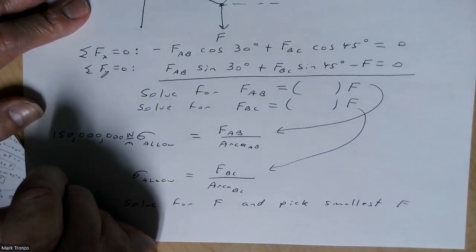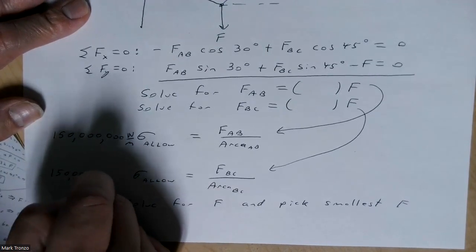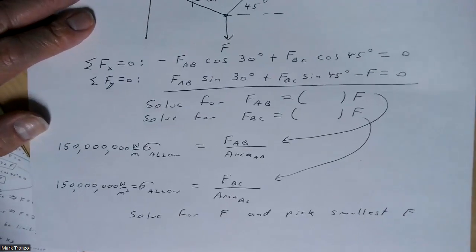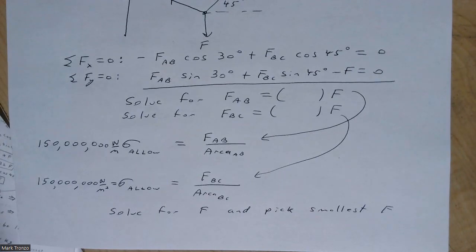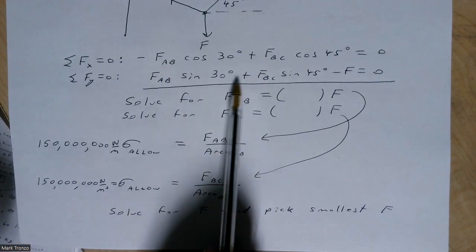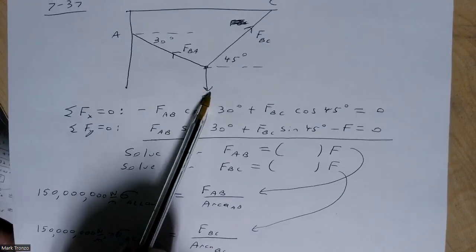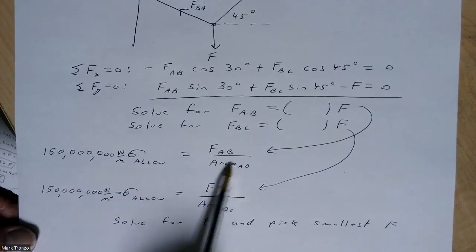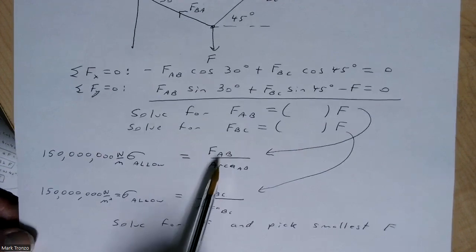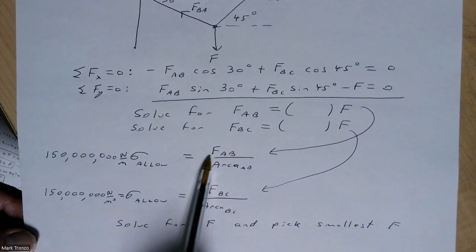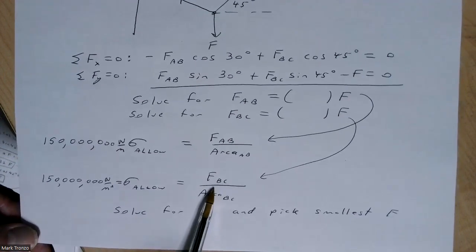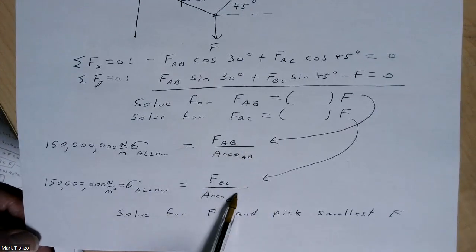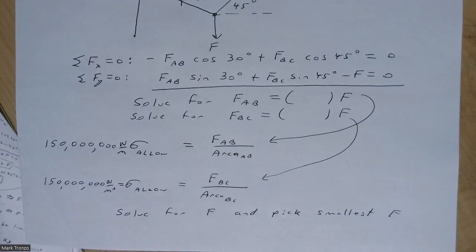Same thing over here. That's going to be your allowable over here. So once again, find your FAB and FBC in terms of this unknown F. You have some number times F. Put that into the equation for stress. Be sure to divide it by the area of AB, and you'll get a value of F here. Same thing here. Put your FBC here, divide by the area of BC, and that gives you an F here. So you have two values of F, and pick the smallest.